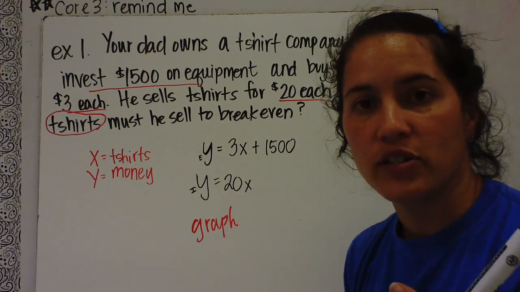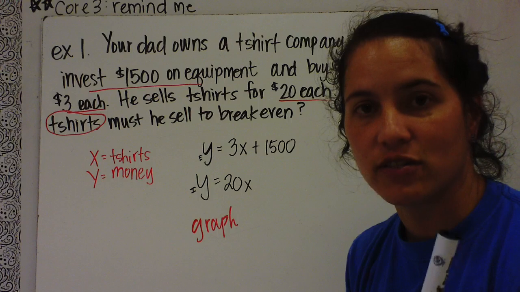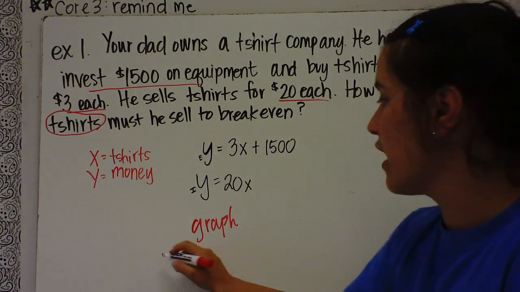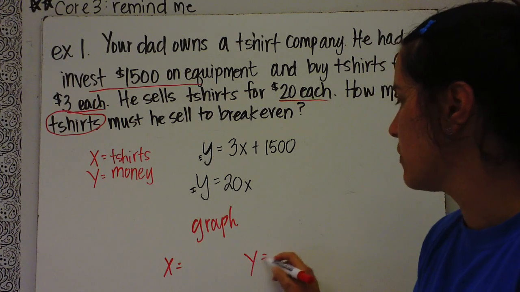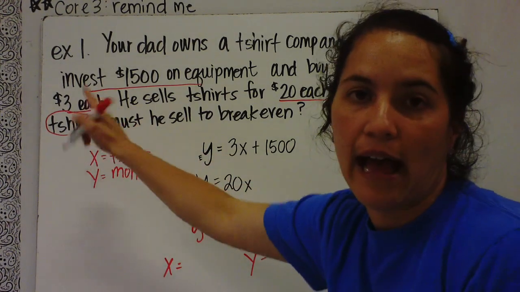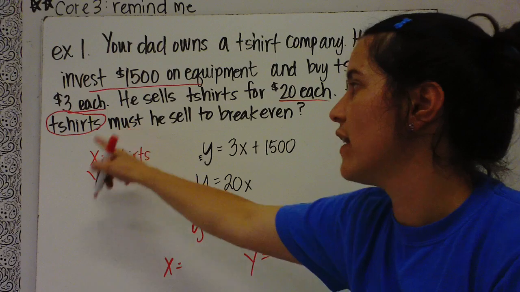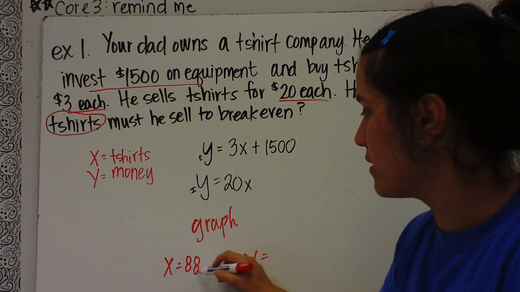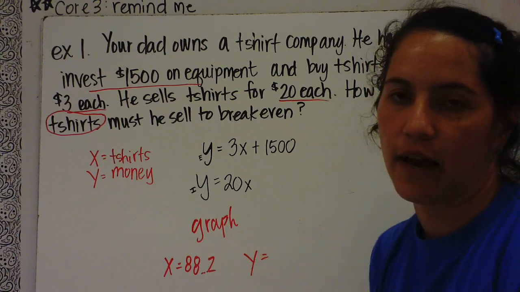Put them into y1, y2, graph them, and find the intersection. Second, calc, whatever. Find the intersection. And then it gives you an x value and it gives you a y value. In this case, we want how many t-shirts, so we want this x value. And I know I've done it. It ends up being like 88 point something to something like that.